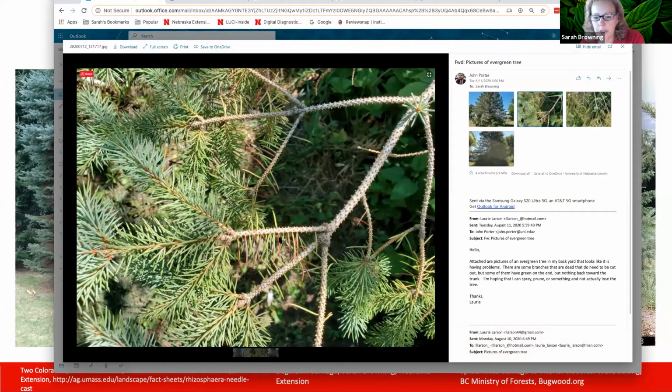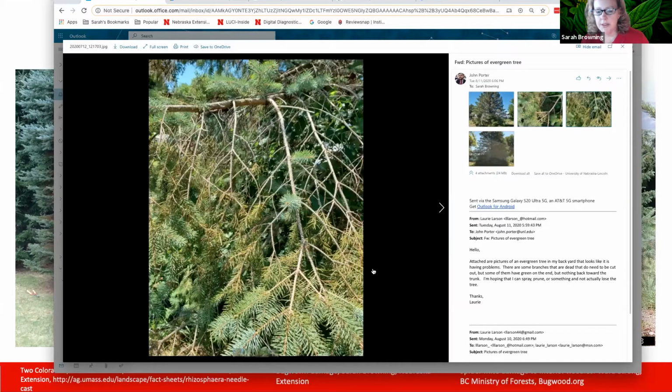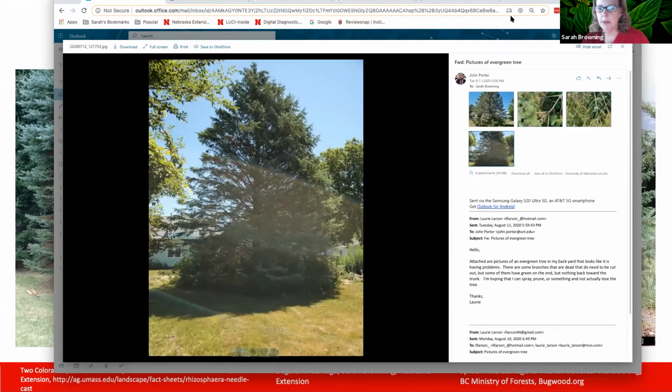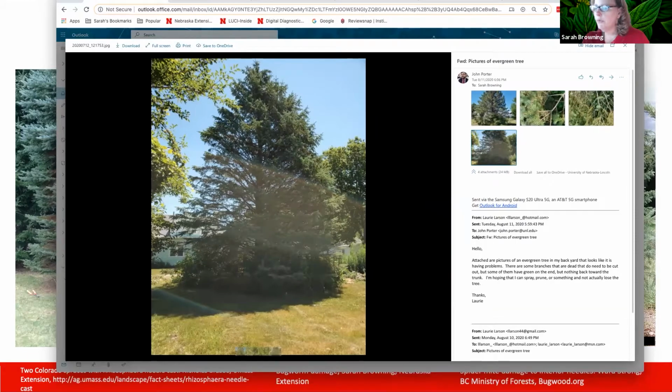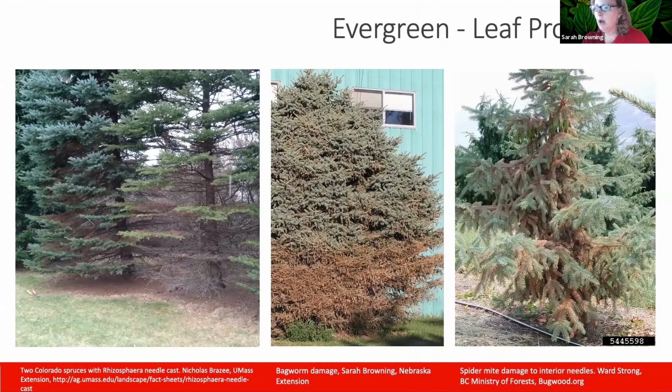And then if you were to look at those with a hand magnifying lens or under a microscope, it's very likely that you would see the black fungal structures that are indicative of Rhizosphaera needlecast. Okay. And you can see the discoloration of some of these older needles. So that's one of the common causes of discoloration or early dropping of the older needles on spruces and firs.